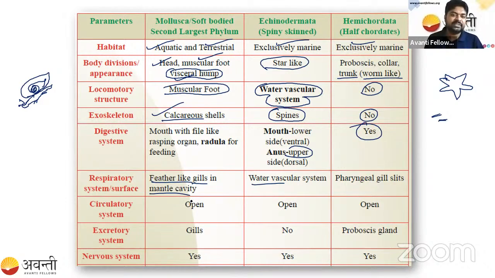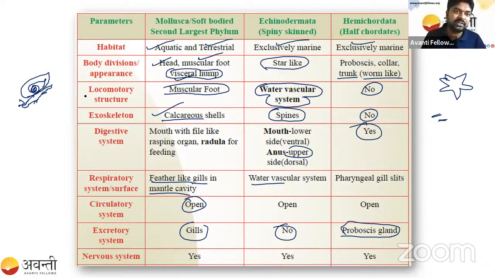Okay, the circulatory system is open in all organisms. The excretory system contains gills in case of mollusks. Echinodermata do not contain an excretory system, and here you can see Hemichordata contain the proboscis gland. Here is one catch: Echinodermata do not contain the excretory system. That does not mean they do not excrete things. Yes, they excrete, but they do not have a proper system for that.